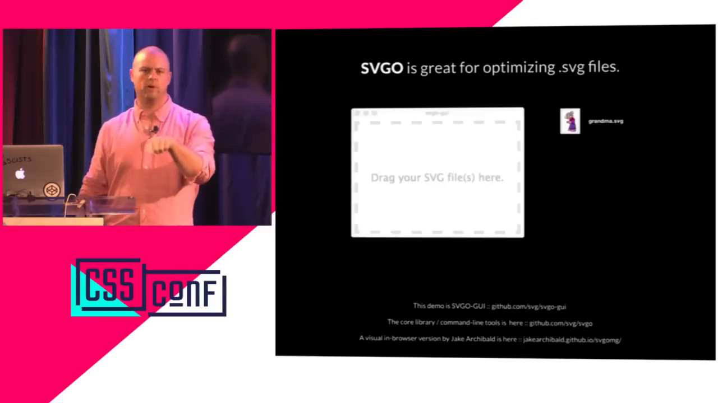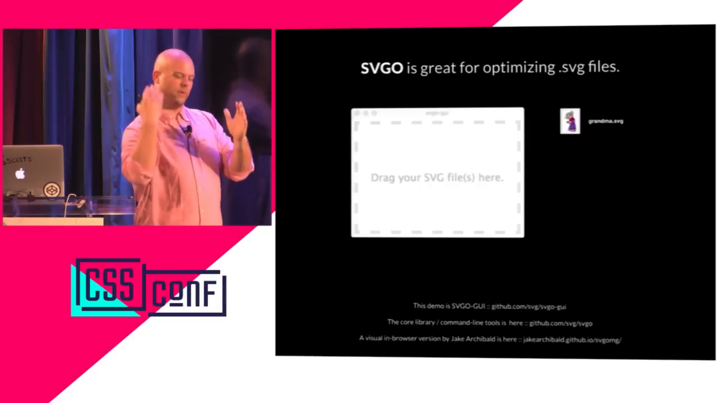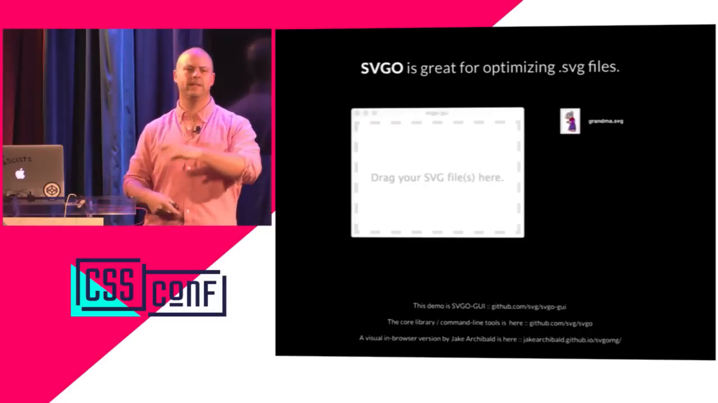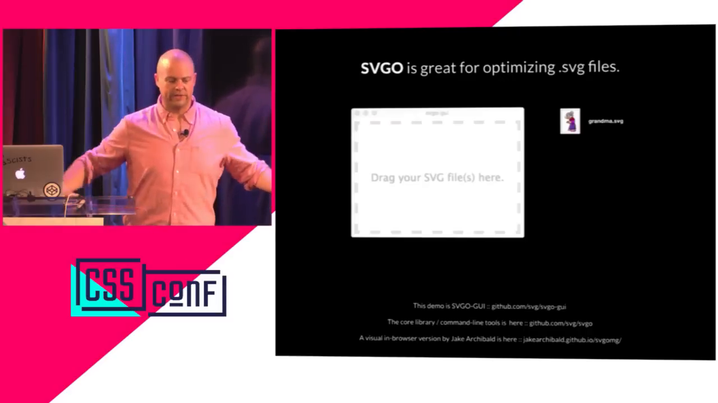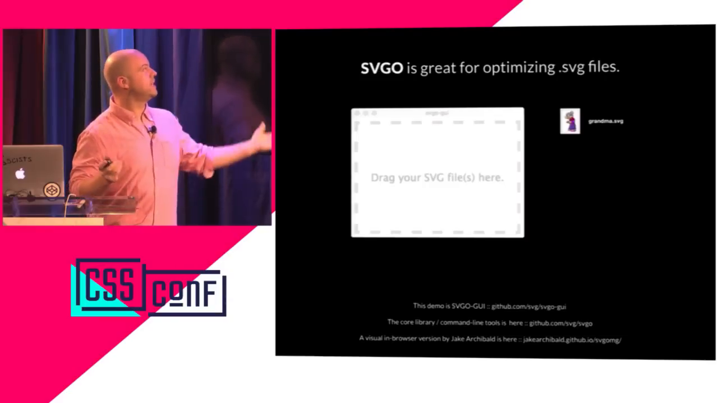And then it can also be optimized. Imagine a polygon where the coordinates are 1.872 and 4.378 or whatever. Does it need that much decimal precision? We could probably chop off some decimal precision. We can remove white space, we can remove comments, we can remove proprietary crap. There's a lot of optimization that can happen heuristically. And that's what SVGO does.